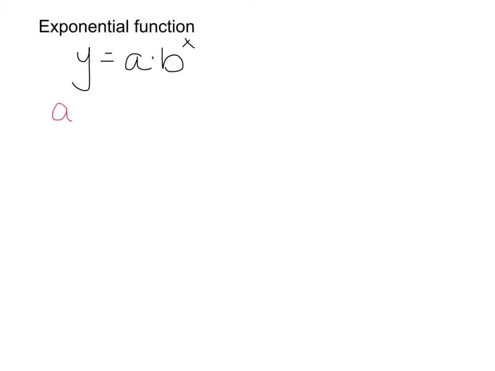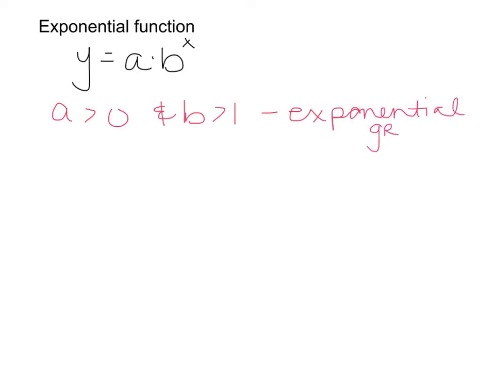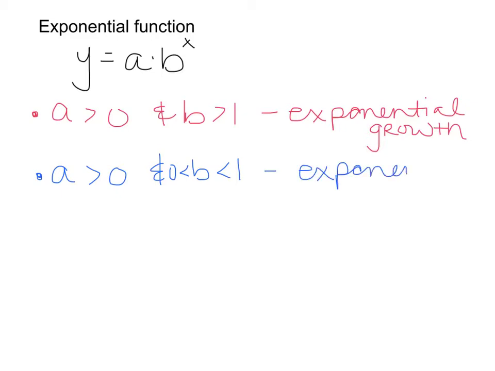If a is greater than 0 and b is greater than 1, this is going to represent exponential growth. If a is greater than 0 and b is greater than 0 but less than 1, so it's a fraction, then this is going to represent exponential decay.